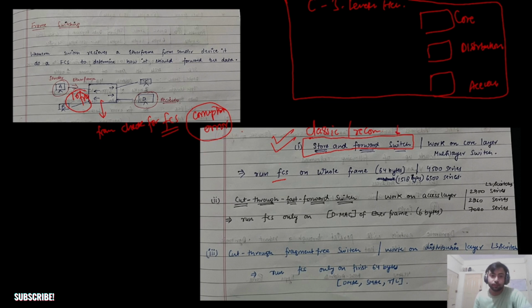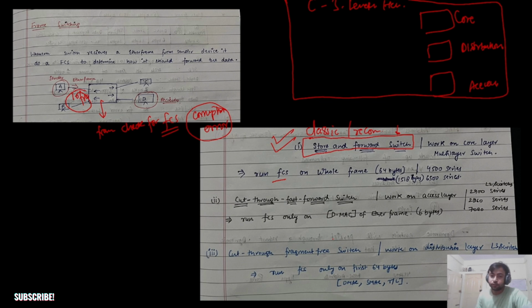So if this is a store and forward switch, it will do the frame check sequence on all the frames which it receives. If the switch varies from store and forward switch to cut through fast forward switch or cut through fragment free, it changes the algorithm with which it forwards the frame.